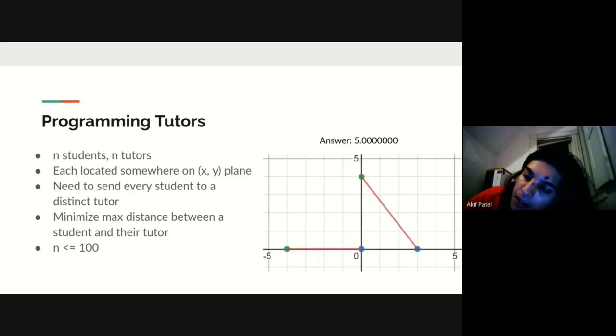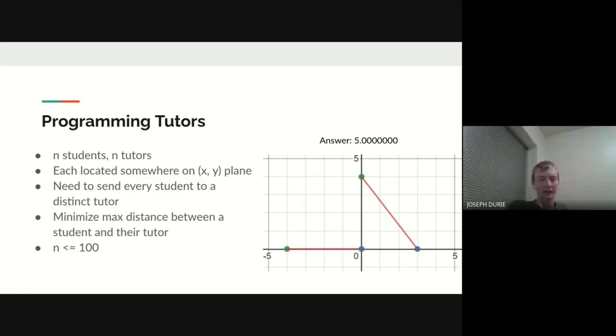Maybe I'm missing something. One issue with that is you can have flow going from one student to multiple tutors in that setup. If you're allowing more than one flow to go into a student, it can split up. And that defeats the whole purpose, since you want every student to go to a different tutor.